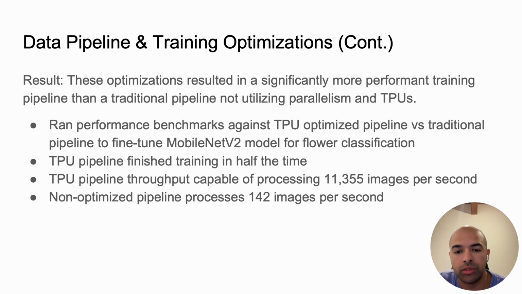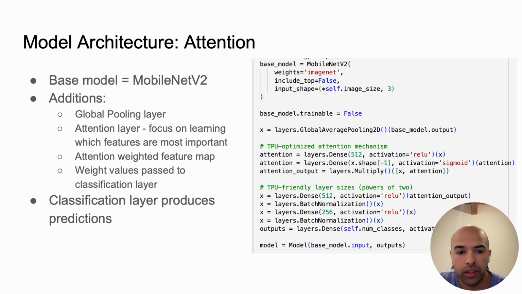So these optimizations resulted in a significantly more performant training pipeline than a traditional pipeline, not utilizing parallelism in TPUs. I ran performance benchmarks against the TPU optimized pipeline and the traditional pipeline. The TPU pipeline finished training in half the time, and the TPU pipeline throughput is where it really shined. It was capable of processing 11,355 images per second, and the non-optimized pipeline could only process 142 images per second.